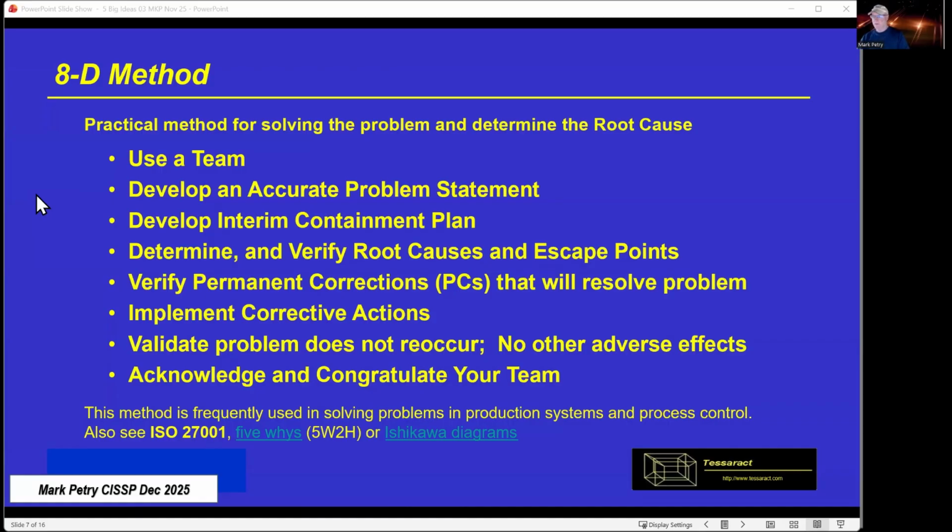Okay. Determine and verify the root causes, identify your permanent corrections and put them in place, confirm that they are effective, and then finally acknowledge and congratulate your team. I would add to that at the bottom, write a comprehensive report that said what happened, what you did, and how you tested it to validate that the event will not occur again.